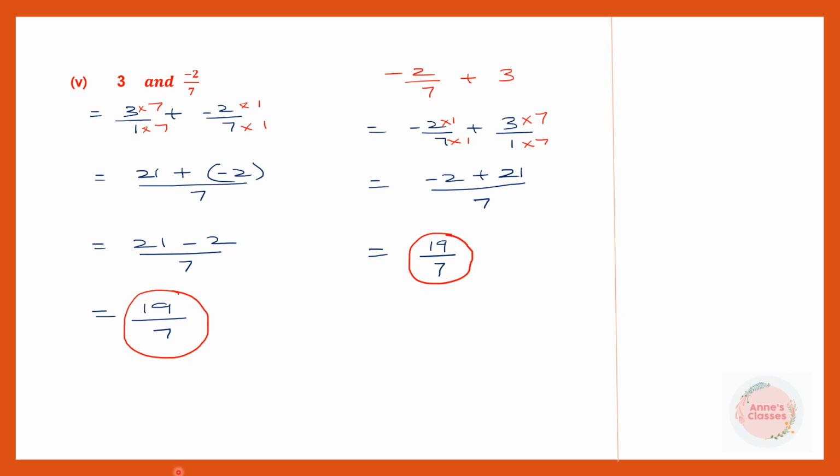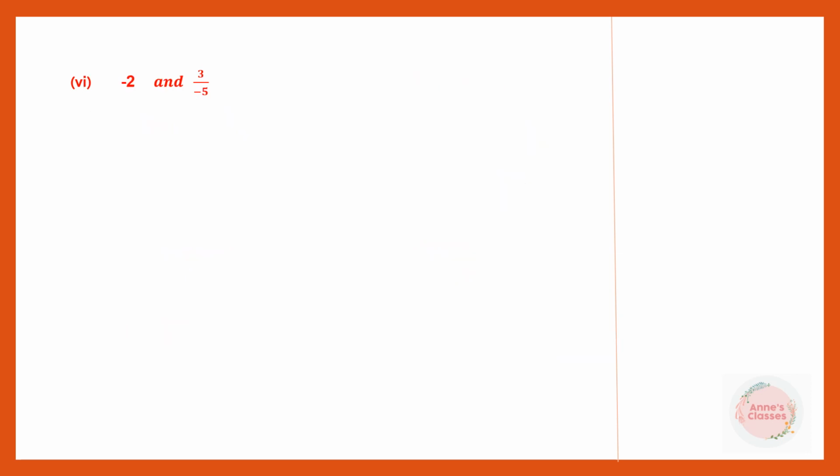So as you can see, the answers are the same. That means if you add it in this order, you get an answer. When you add it in the reverse order, you get the same answer. So let's write it like this. 3 plus minus 2 by 7 is equal to minus 2 by 7 plus 3. So what have we verified? We have verified the commutative property for addition.